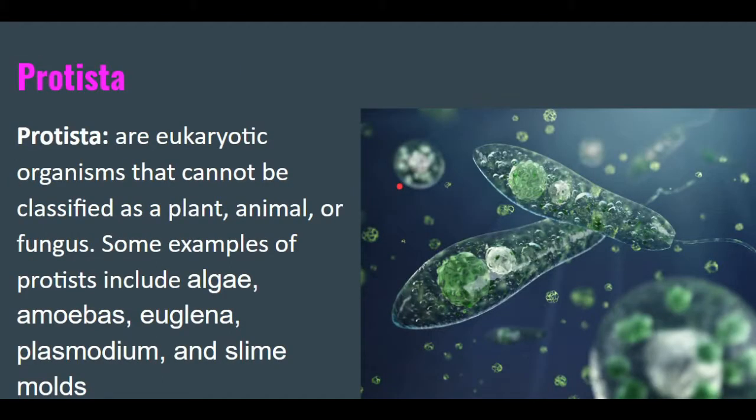So the Protist kingdom are eukaryotic organisms that cannot be classified as plant, animal, or fungus. So the protists are eukaryotic, which means that they have membrane-bound organelles. Most protists are multicellular, but some could be unicellular. So some examples of protists include algae, amoebas, euglena, plasmodium, and slime molds.